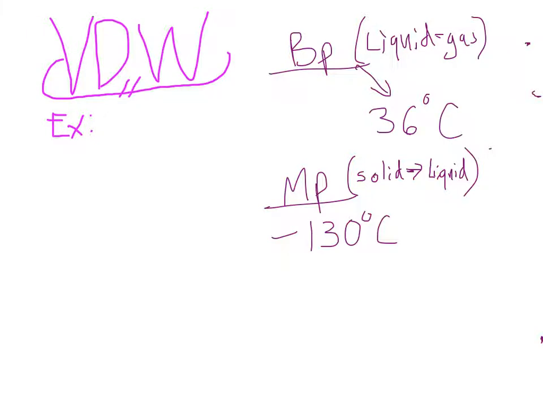Van der Waals forces affect both melting point and boiling point. And just for the record, boiling point is a change from liquid to gas, and melting point represents a change from a solid to a liquid. An example of how this works can be seen with pentane. Its boiling point is 36 degrees Celsius, while its melting point is negative 130 degrees Celsius. Later on, you will see how the melting point and boiling point changes with other forces.